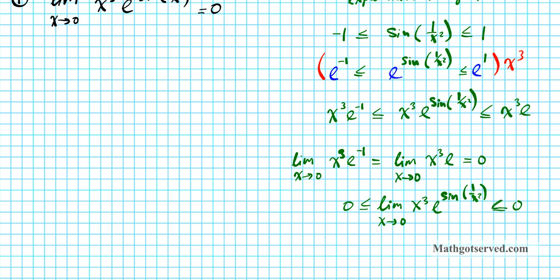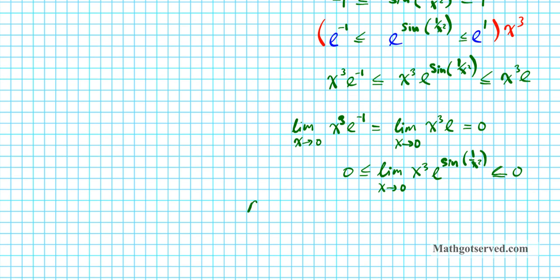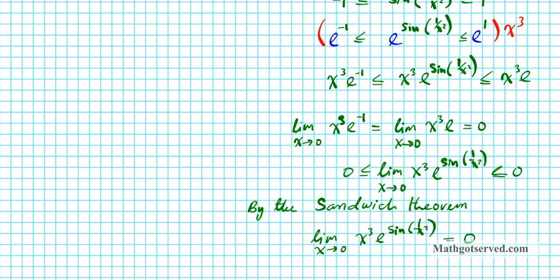All right? So by the sandwich theorem, what can we conclude? If a number is bounded between the same number, that number must be the value of that number, right? So by the sandwich theorem, we can conclude that the limit as x approaches 0 of x to the third e to the sine of 1 over x squared is also equal to 0. All right, so there you have it. Okay, let's go ahead and try another example.